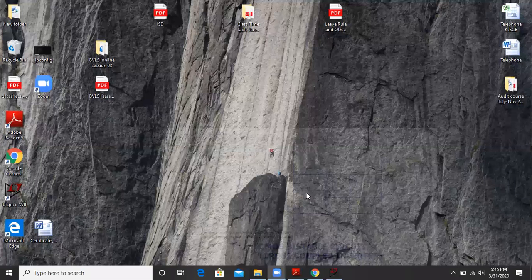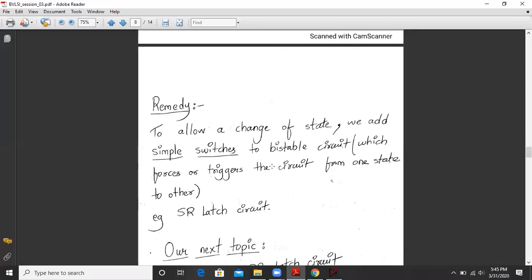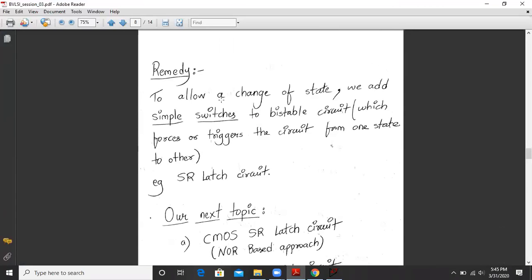Let us go back to our topic. The remedy of this limitation, that is allowing the state to be changed externally, can be solved using this. Let us see that. To allow a change of state, we can add simple switches to the bi-stable circuit, which force or trigger the circuit from one state to another. Well, the meaning of the statement is, we will see it in the next circuit, that is the SR latch. In an SR latch, as you might know, S and R are the two external inputs. So basically what we are trying to say is, those simple switches which we add to the bi-stable circuit are S and R only.